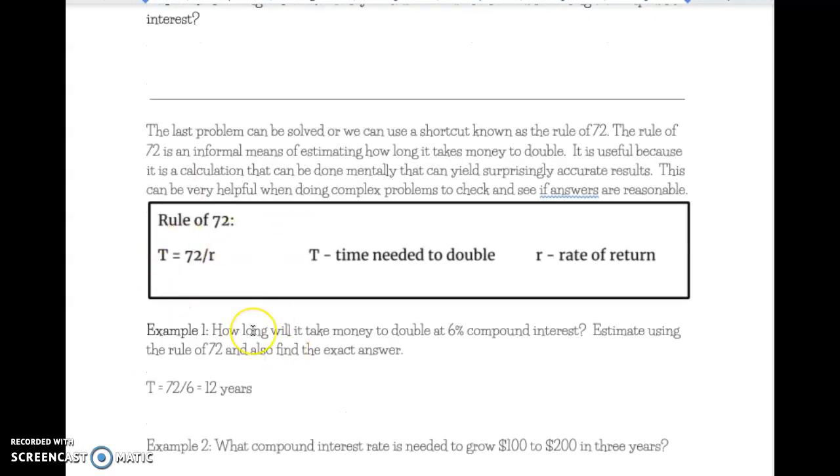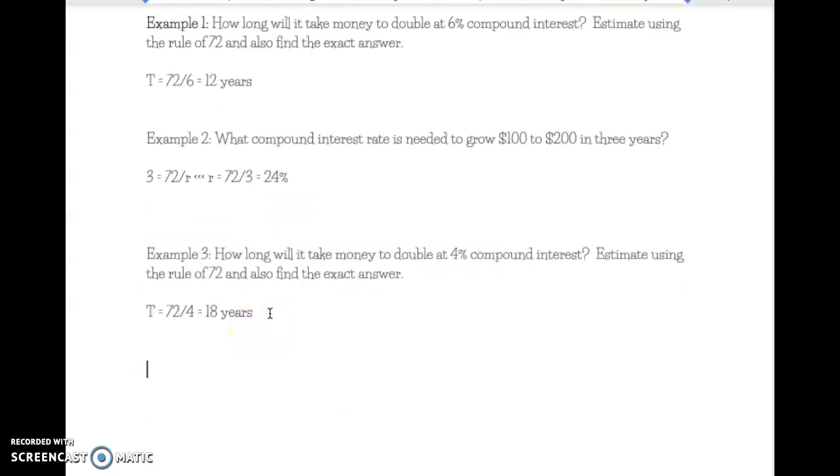But remember, rule of 72, so I'll even put this down here so we remember. Rule of 72 can only be used when doubling money using a compound interest rate.